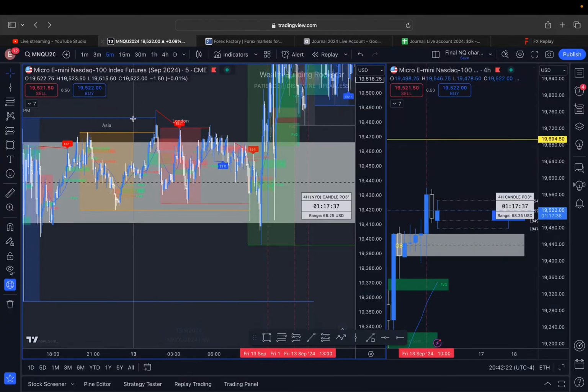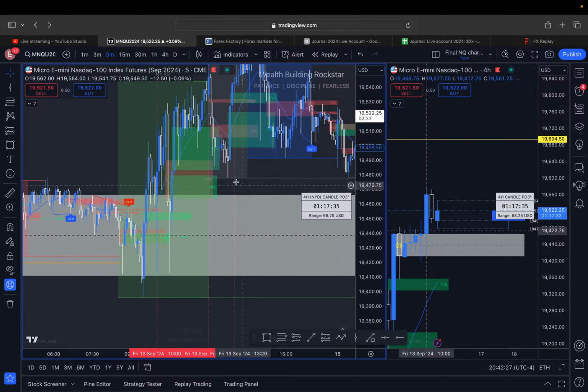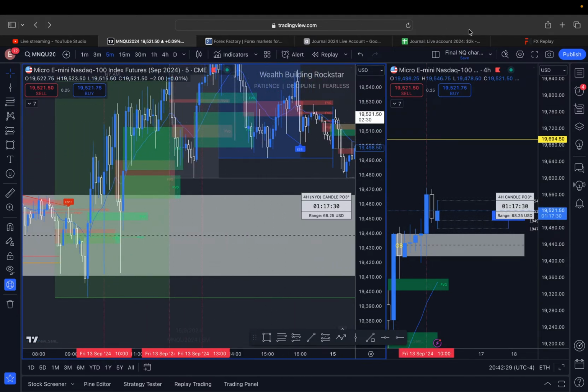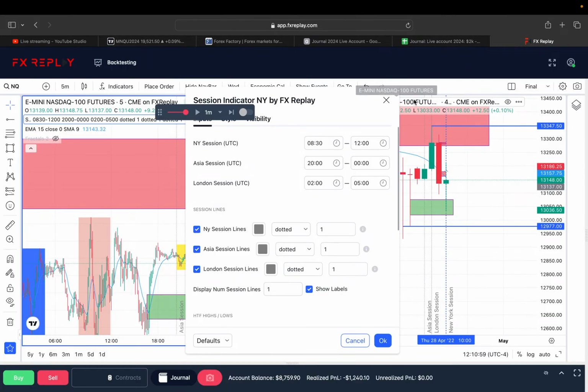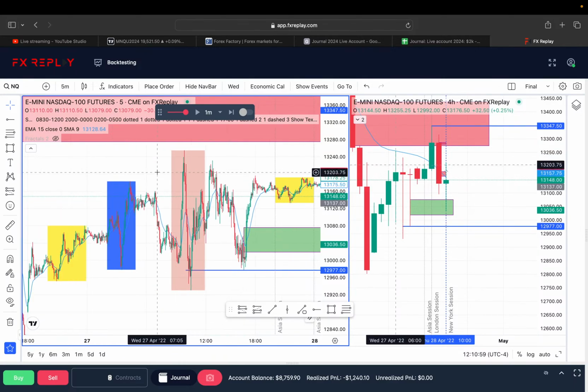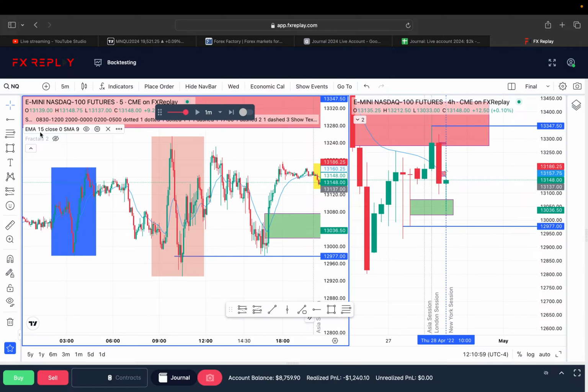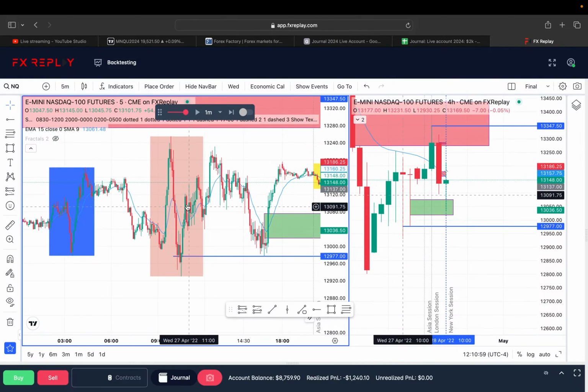The ICT sessions indicator automatically has them the way it's supposed to be. I moved mine to 8:30 here, but it has your lunch and your PM session already marked for you. So those are your session highs and lows, if that makes sense. Or you can do it manually on your own, and it can just be 8 to midnight. You mark the highs and lows, but it's just an indicator, and you put the times in, and it does it for you. So this is my New York session. On this, because it's on FX replay, it's only sessions. It's not ICT sessions. So I only mark the morning because all I trade is the morning.